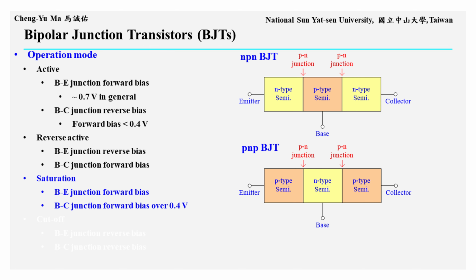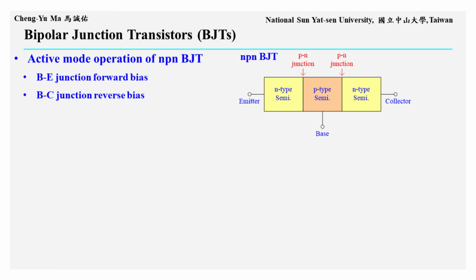The third mode is saturation mode. If both PN junctions are forward biased and the forward bias across the BC junction is higher than about 0.4 volts, the BJT is said to operate in saturation mode. In other words, if the BC forward bias is still below about 0.4 volts, the device can still be regarded as operating in active mode. Finally, if both PN junctions are reverse biased, there is essentially no conduction current. This condition is called cutoff.